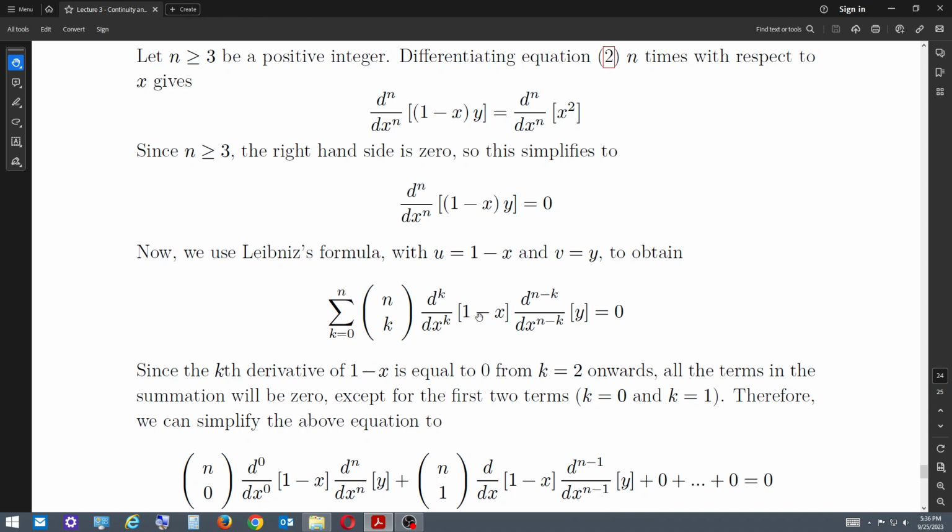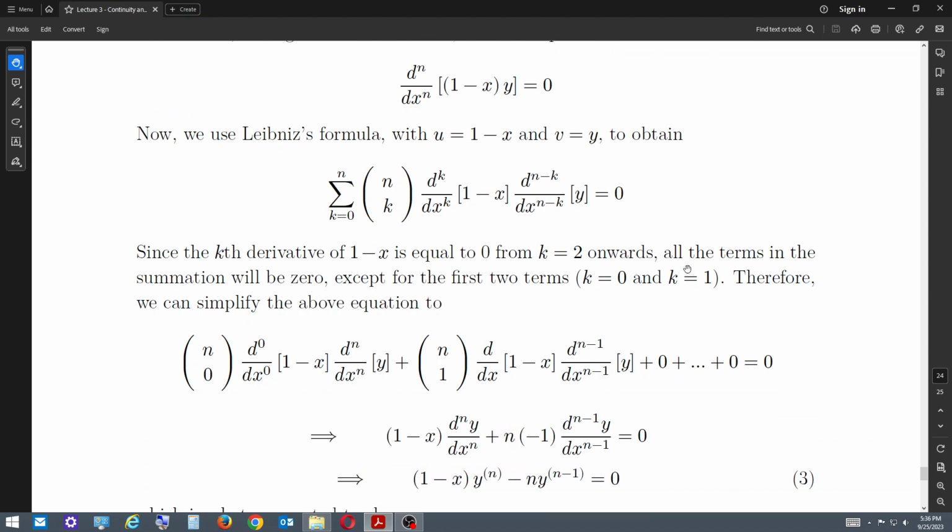Now 1 minus x. When I differentiate that once, I'll get minus 1. But when I differentiate it twice, or 3 times, or 4 times, I'll always get 0. So it's only the first 2 terms I need to consider. When k is 0, this will just give me 1 minus x. And when k is 1, this will give me minus 1. So from k is 2 onwards, we just ignore it. It's 0.